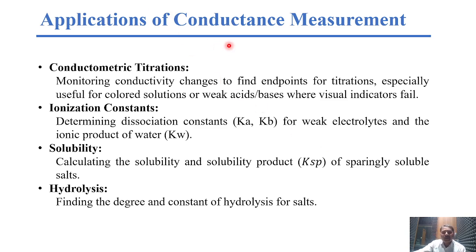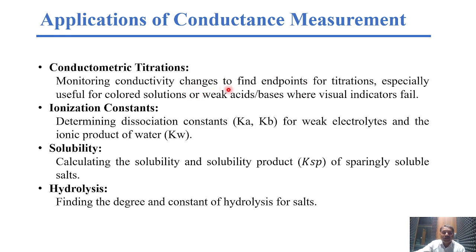What are the applications of conductance measurement? By doing conductometric titration, we monitor the conductivity changes to find the endpoint for titrations, especially used for colored solutions or weak acids or bases where visual indicators fail. For a colored solution, we cannot do the titration by adding an indicator, because we cannot observe the exact color change of the indicator.